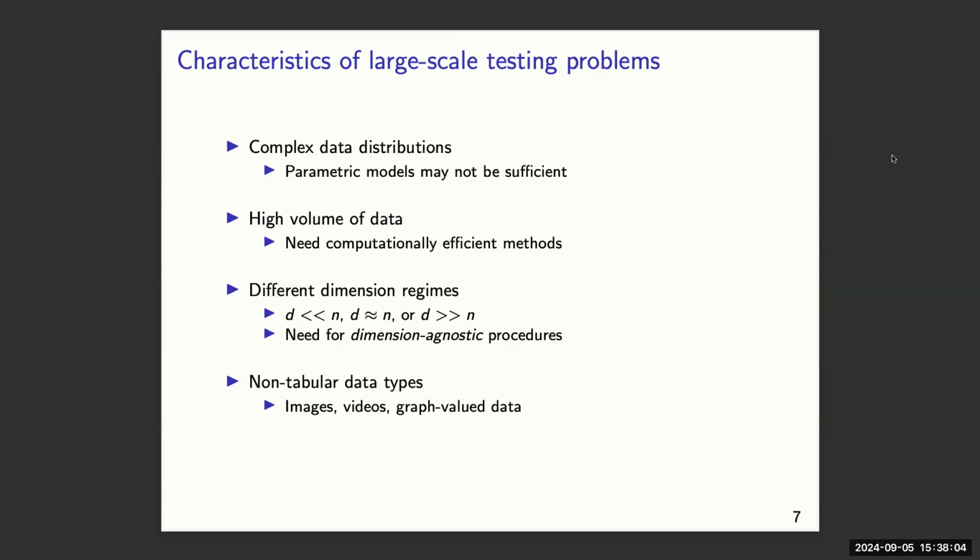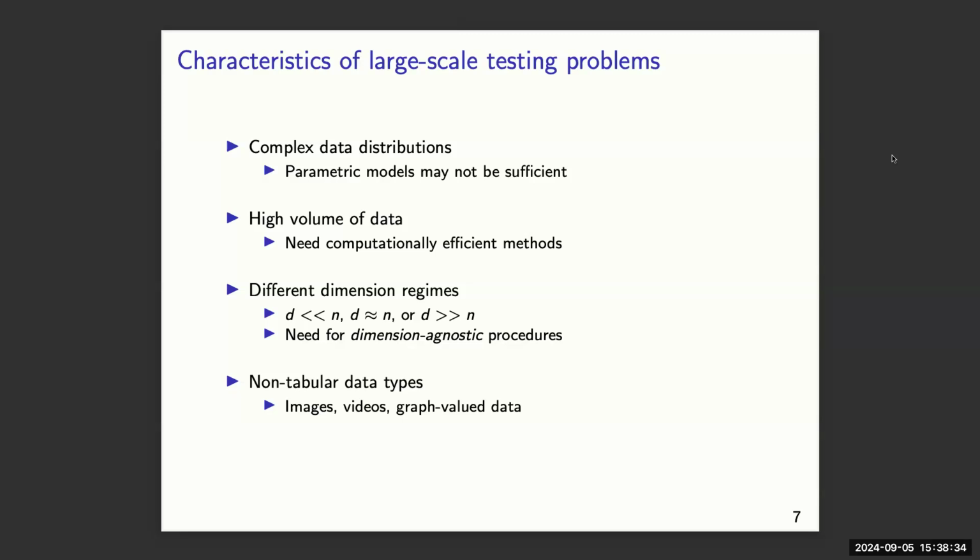One very interesting property is that we have to deal with data sets which are in different dimension regimes. A lot of classical statistical theory has been done under the assumption that the dimension is fixed and the sample size is quite large, so the D is much less than N regime. But now we often see problems where D is comparable to N, or even D is significantly larger than N. To address these scenarios, we need to develop methods which are dimension agnostic. That is, they are equally valid in all different dimension regimes.